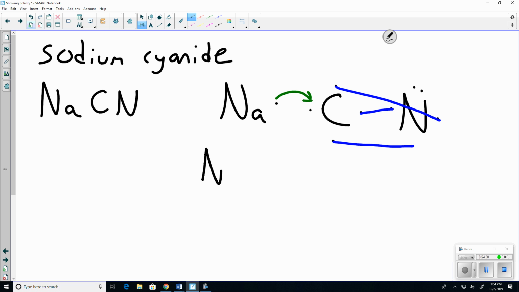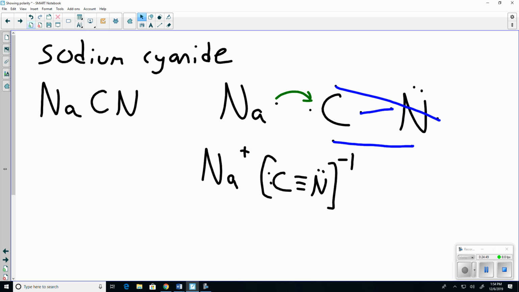My final answer for this one would be sodium with a plus charge. Carbon is triple bonded to nitrogen, and nitrogen still has a pair of electrons on it. Since it gained, so does carbon. Since there is a gaining of 1 electron, it's a -1 charge. What holds the carbon to the nitrogen? A triple bond. What holds the sodium to the cyanide? An ionic bond. It's both types of bonding all in one.